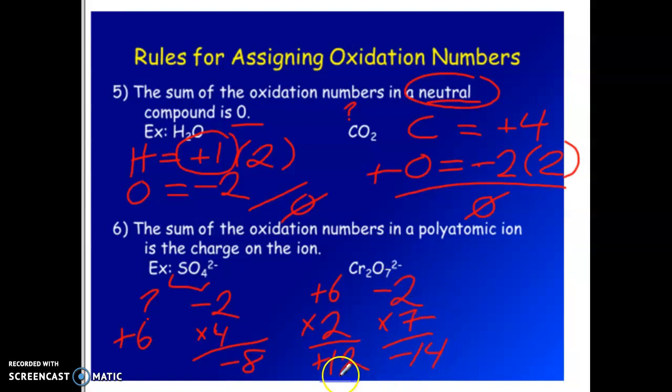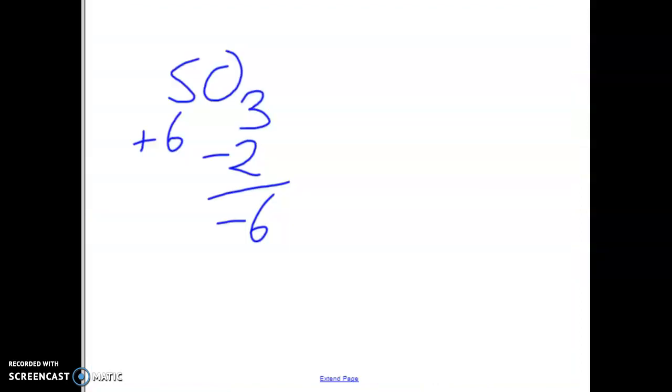So it's kind of like you're using simple algebra of what would have to be added to this to get it to be -2 in that particular case. Right? And that goes for any polyatomic ion, right?